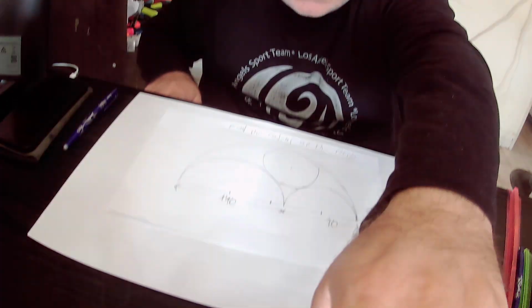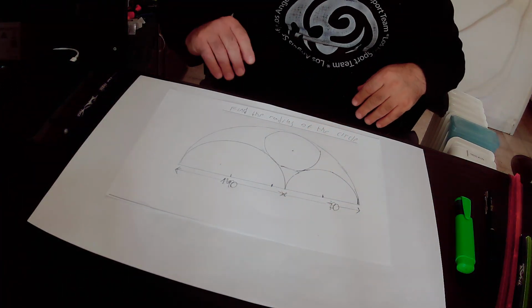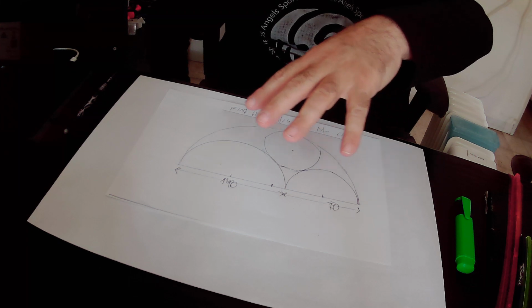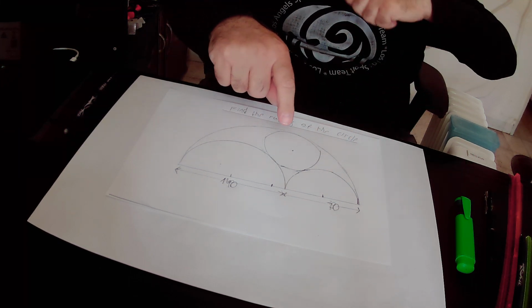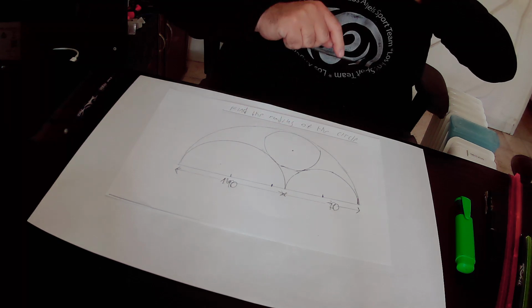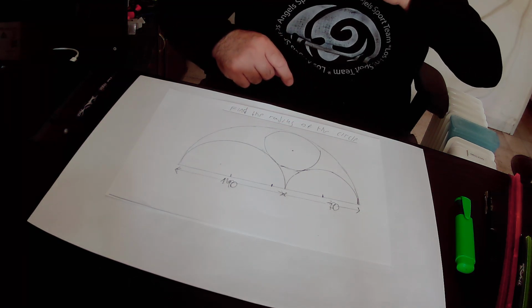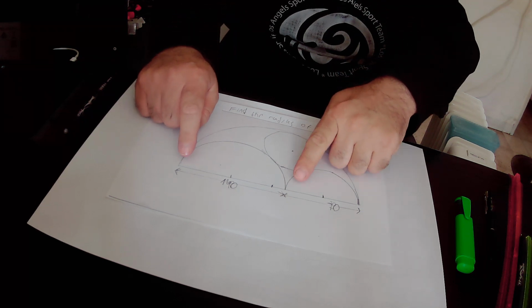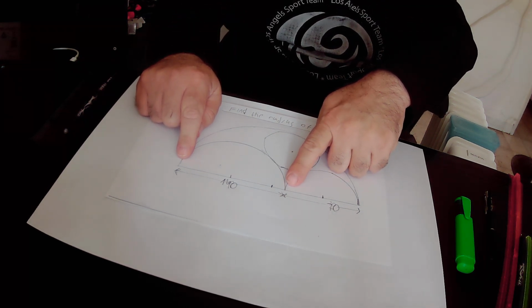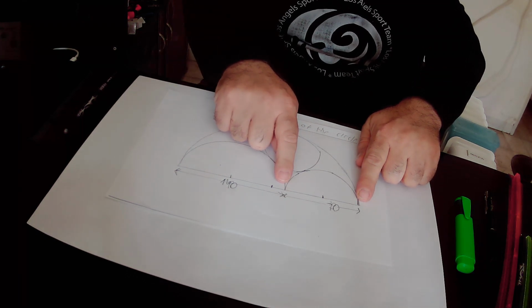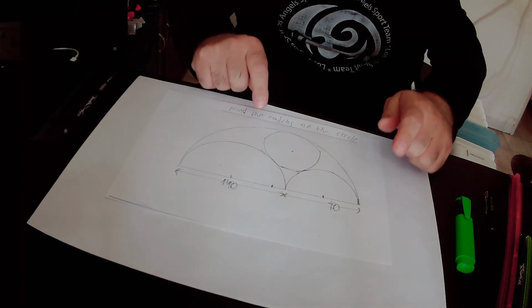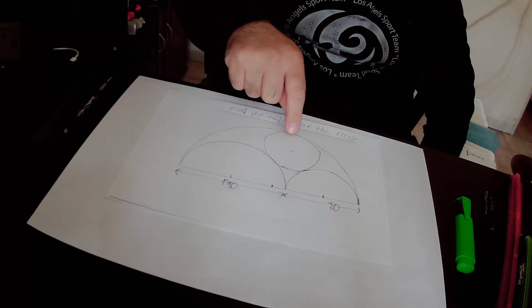Now, in this lecture, we'll find out the radius of the circle. In the drawing, we have a big semicircle. Inside this big semicircle, we have two smaller semicircles and one circle. We know that the length of this line segment is equal to 140 units, and the length of this line segment is equal to 70 units, and our mission is to find out the radius of this circle.